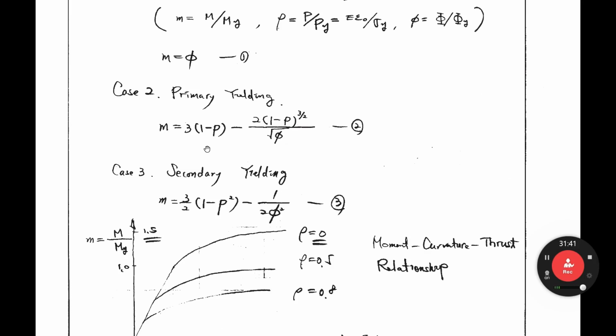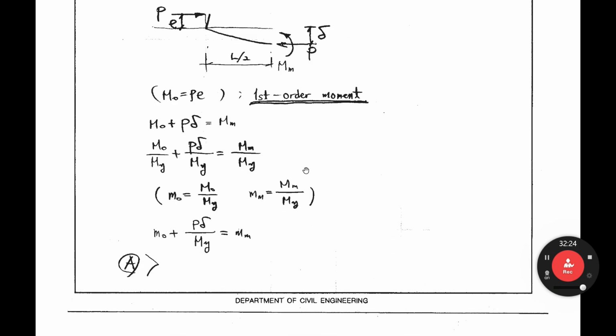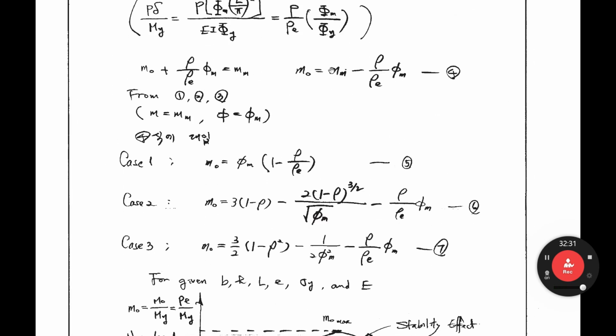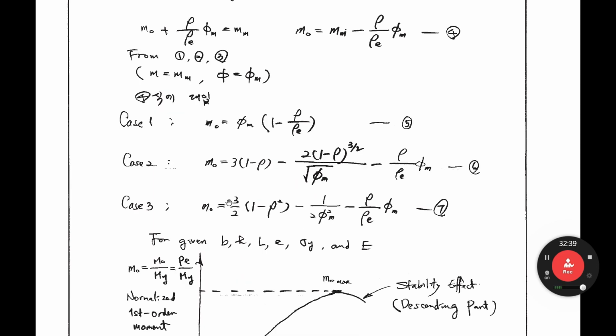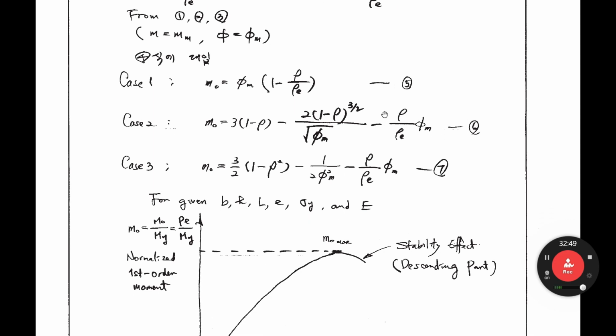Rho is regarding axial force. Axial force is always constant within the member, so we need not use rho m because it is constant along the member. Okay, so M_m equals this equation, phi m. If you input these two into equation number 4, M_m equals this equation. From equation 2, phi m, K3, this equation, phi m, like that. So you have the three equations, 5, 6, 7.